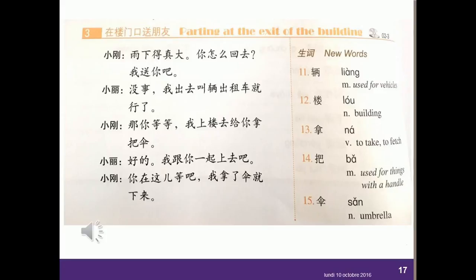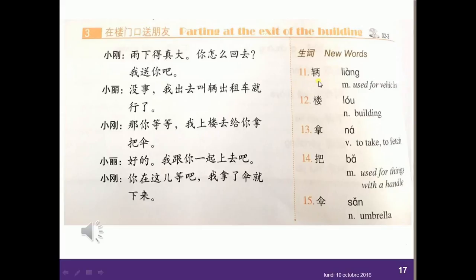生词 New words: 辆，楼，拿，把，伞。Let's look at the new words. So you will find gradually we have more and more measure words showing up.